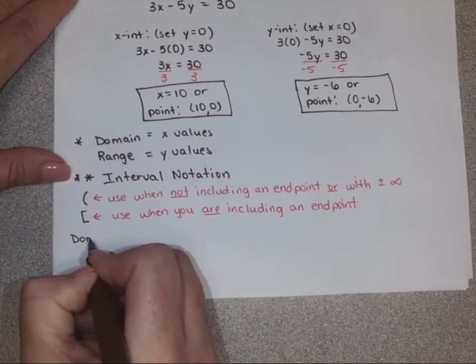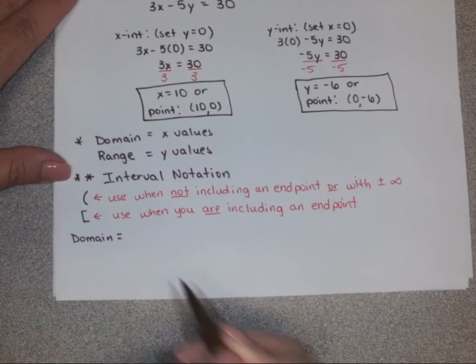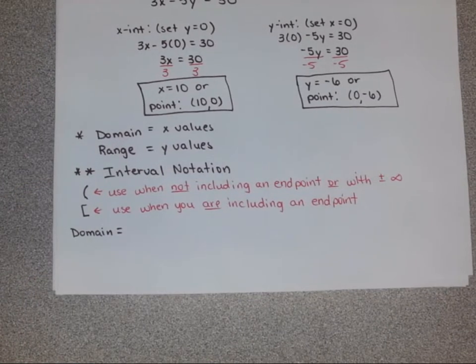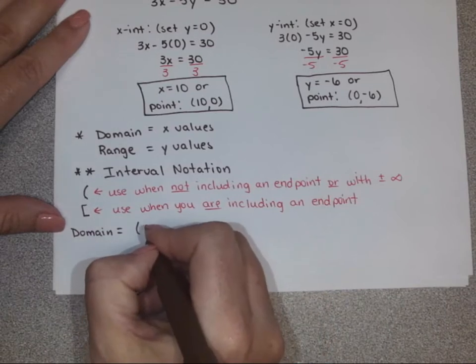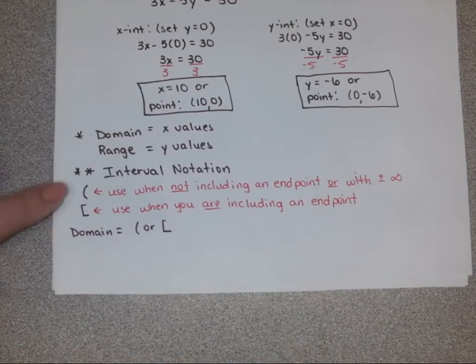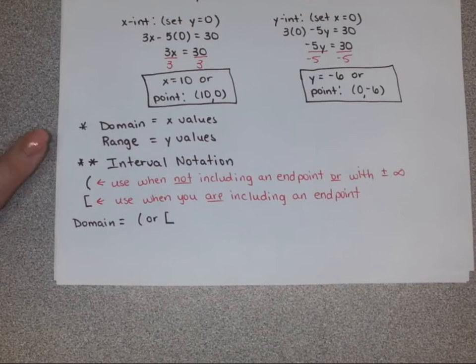So we already mentioned that the domain was the x values. So here's how that's going to look in interval notation. Now, which axis is the x-axis? Is it the horizontal one or is it the vertical one? It's the horizontal, right? So think about thinking horizontally here. So what you're going to start off with is either a parenthesis or a bracket, depending on whether you're including the endpoint or not, or whether you have infinity, okay?